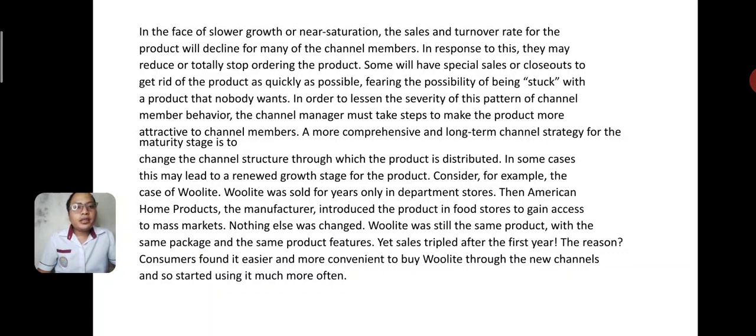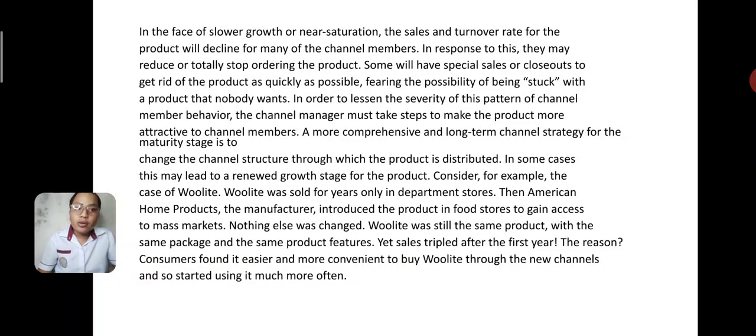A more comprehensive and long-term channel strategy for the mature stage is to change the channel structure through which the product is distributed. In some cases, this may lead to a renewed growth stage for the product. Consider, for example, the case of Who Light. Who Light was sold for years only in department stores. Then American Home Products, the manufacturer, introduced the product in food stores and gained access to the mass market. Nothing else was changed. Who Light was still the same product with the same package and the same product features. Yet sales tripled after the first year.